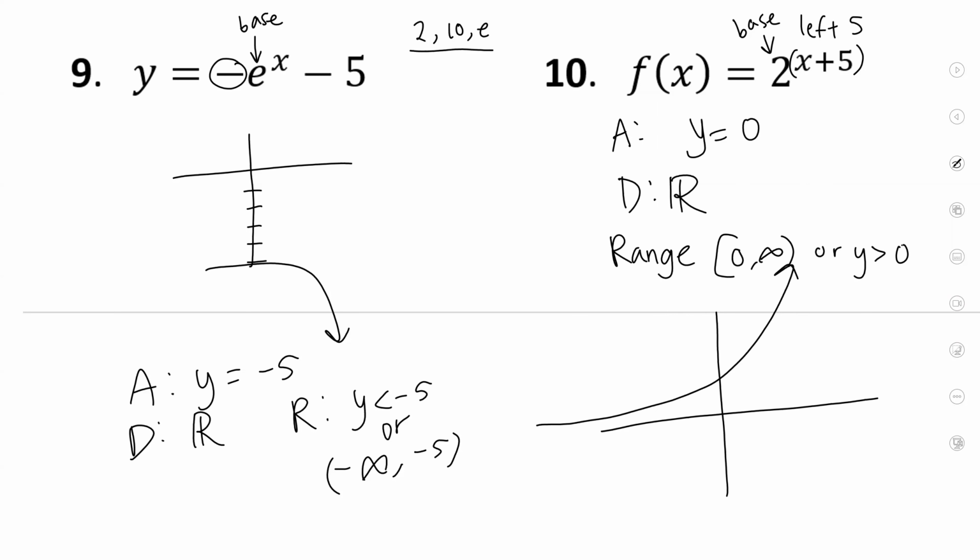Oh, sorry, no bracket. Thank you for catching that, no bracket. This is positive, so it's like the parent function, it faces up. It only faces down when you have a negative in the front. All right, guys, that is the end of our notes. You are doing the practice.